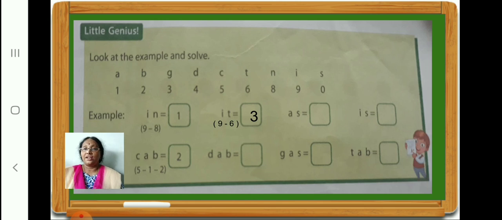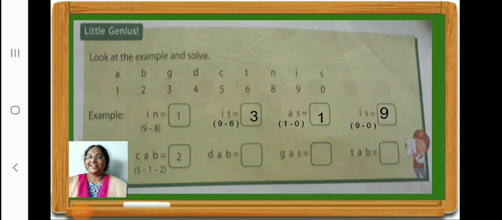Now let us go to the next one. Value of A and S, that is 1 minus 0. 1 minus 0 is equal to 1. So let us write 1 in the box. Now let us go to I and S, that is we have to write the value of I and S. 9 minus 0. Therefore 9 minus 0 is 9.